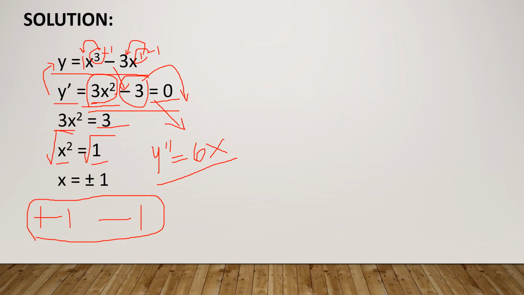We substitute positive 1 and negative 1 into the second derivative, which is 6x. Let's do this. When x is positive 1, what will be the value of your y double prime, or second derivative? We substitute this positive 1 into your x, so your second derivative is equal to 6 multiplied by 1.